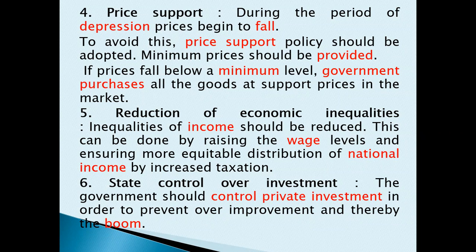वहां पे क्या होता है? Government will purchase the excess supply. Government will purchase excess supply with some minimum prices, and they will try to implement the equilibrium position in the market. So price support is one of the measures to control the depression.